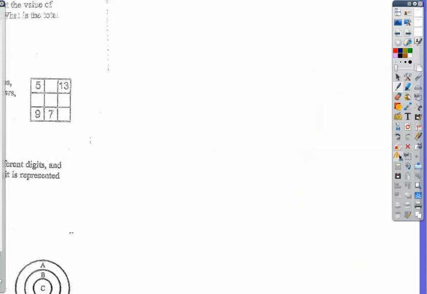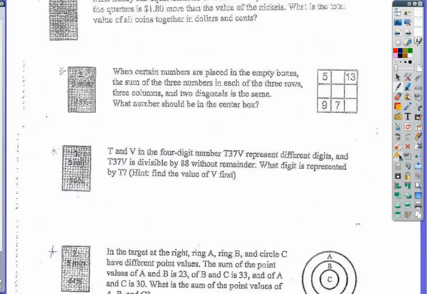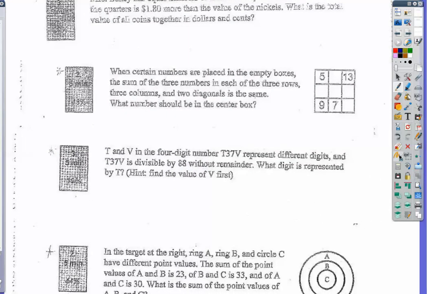Next question. Oh, look, we have another one of these boxes. When a certain number is placed in the empty box, the sum of the 3 numbers in each row, column, and diagonal is the same. What's the number in the center box?